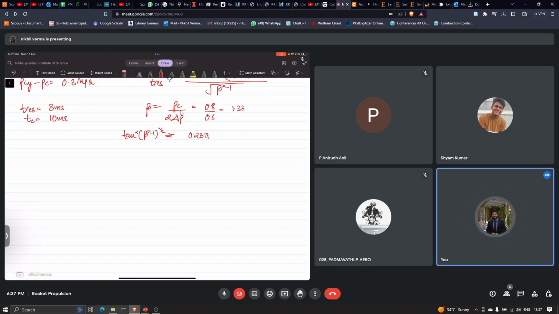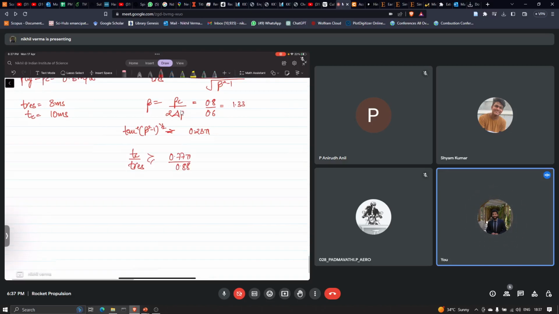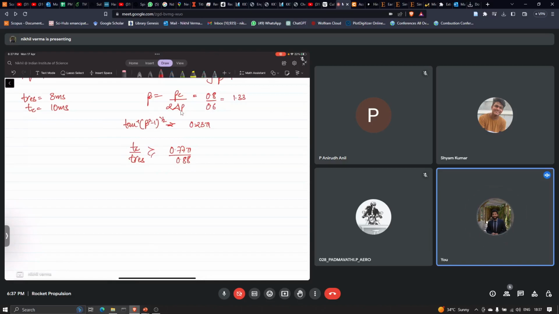For combustion stability to occur, Tc by T residence should be greater than 0.77 pi by 0.88. It should be greater than 2.75 for instability to occur.